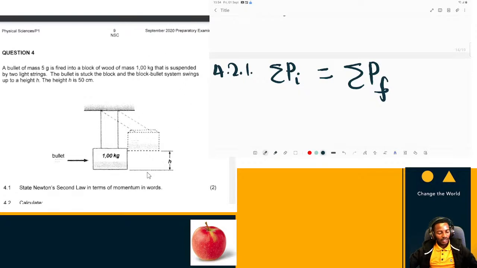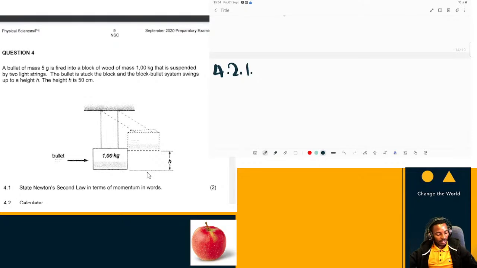So this one fails because we don't know the velocity of the bullet, and we need to calculate another velocity, so we're going to have two unknowns. So we are going to apply energy principles, because the fact that they have given us the height is a hint that we must apply energy principles. So what do energy principles say? The sum of the mechanical energy is conserved. In other words, mechanical energy initially is equal to mechanical energy finally.